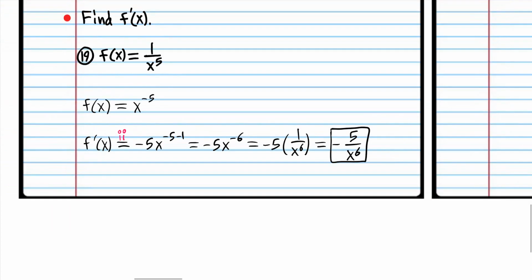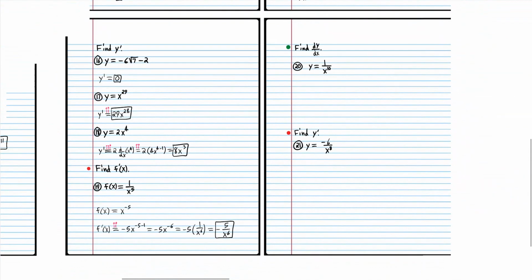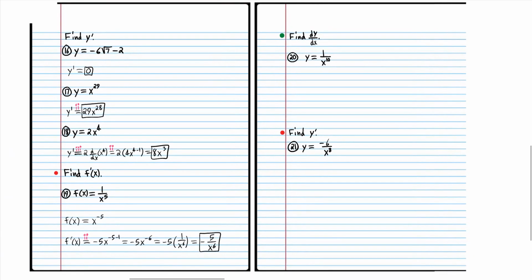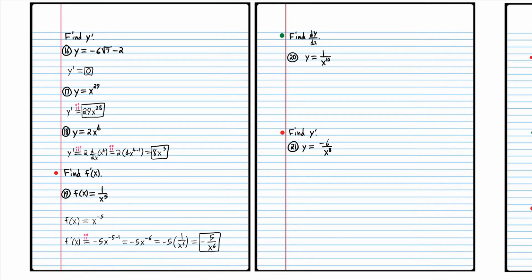Okay, so I want you to try a problem like that. It's very easy. All you have to do is change to a negative exponent. So I want you to try number 20, and you can use number 19 to help you. So when you come back, we'll do it together.